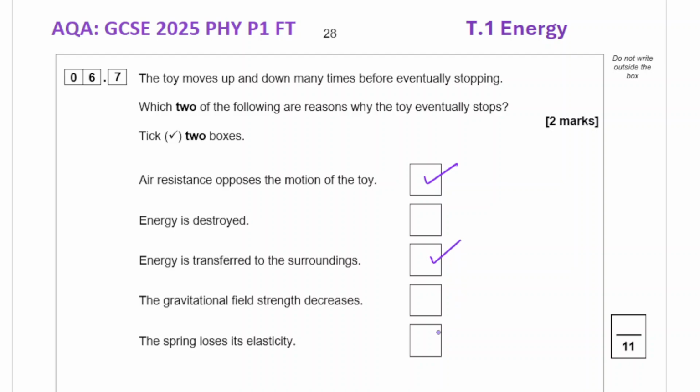Yes, that's thermal energy. That brings us to the end of question number 6, and I will see you in question number 7.